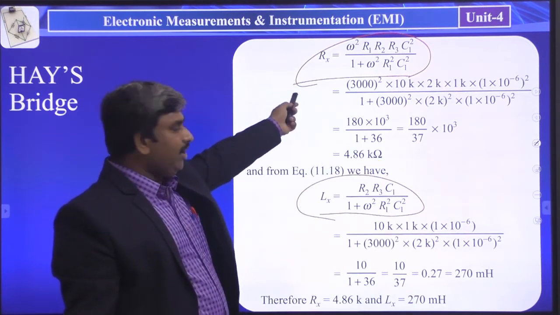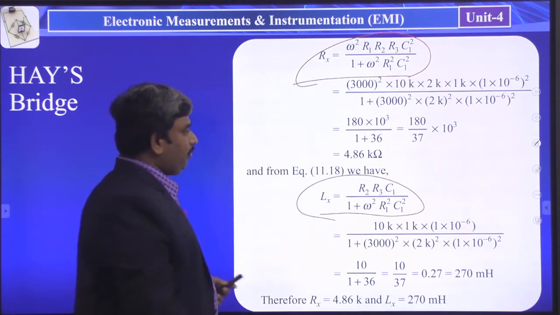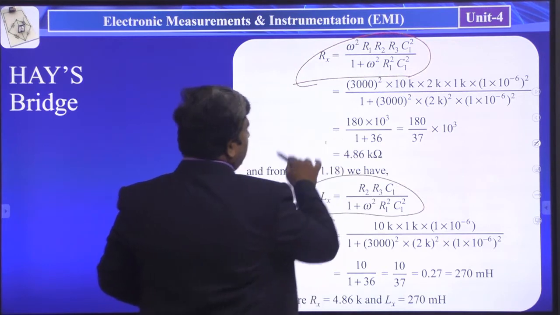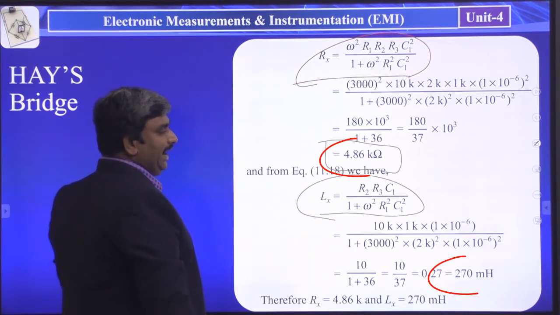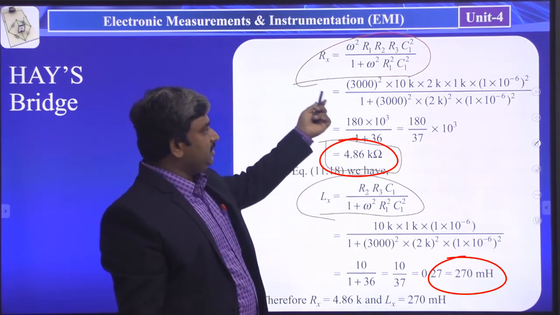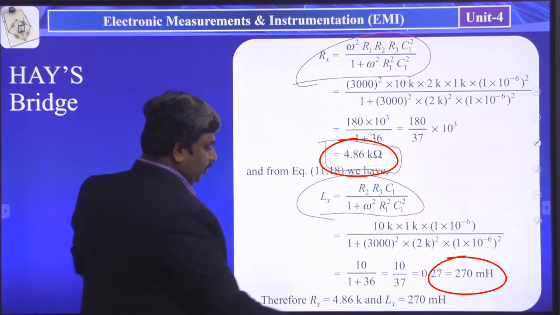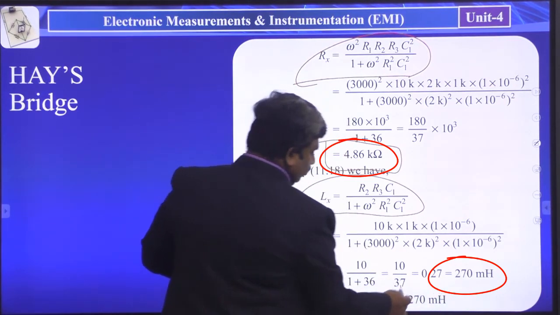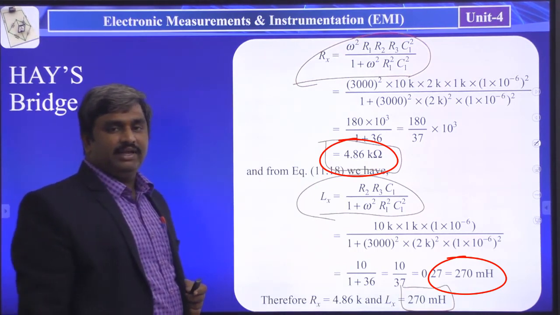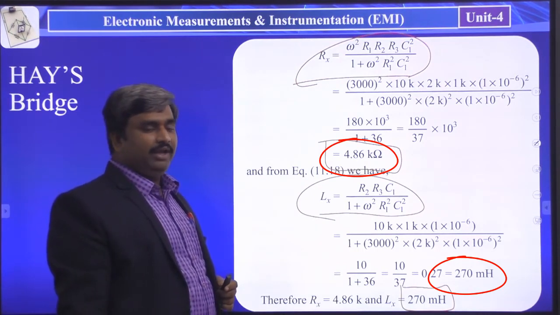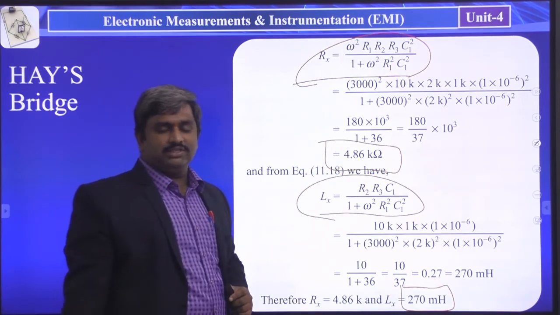So the given values we have to substitute here and find the value. After solving these values, we got the Rx value equal to 4.86 kilo ohms and the Lx value equal to 270 millihenries. So this is the solution.